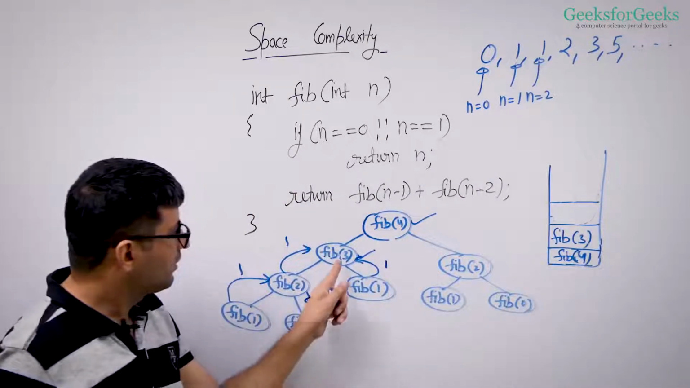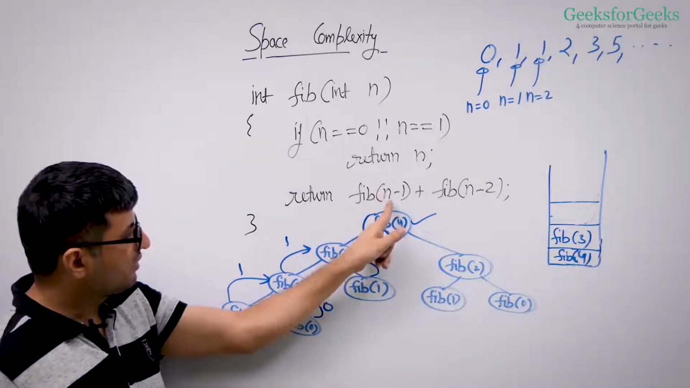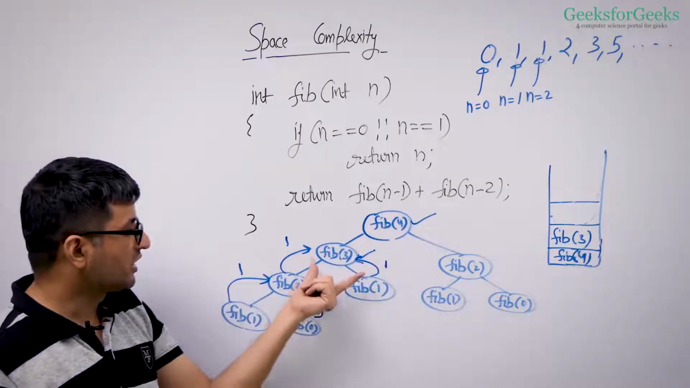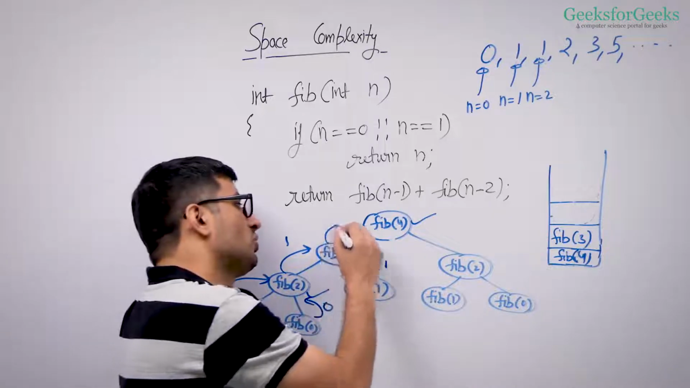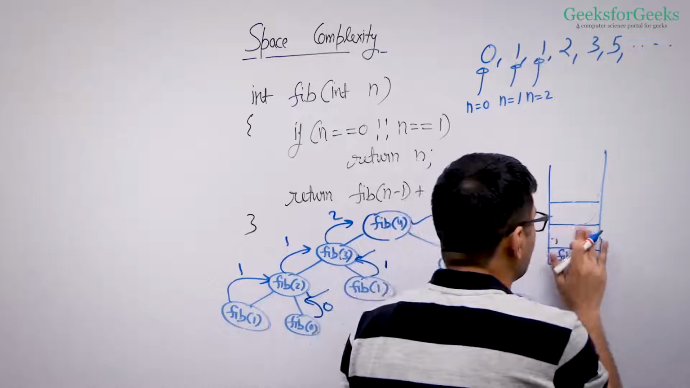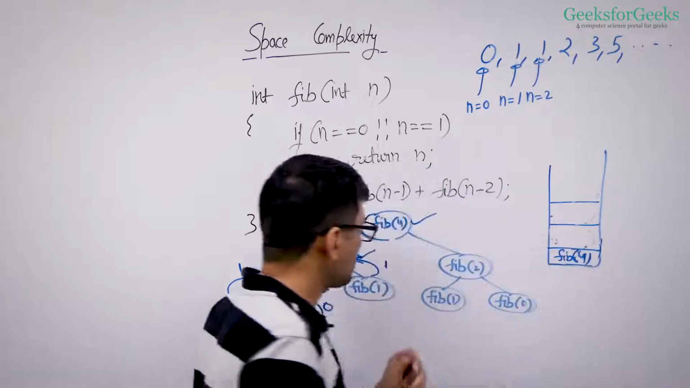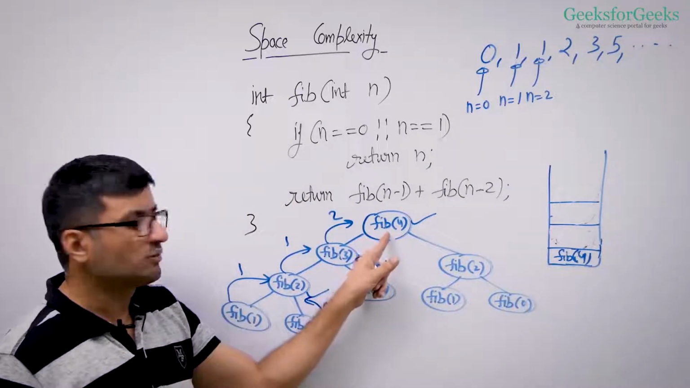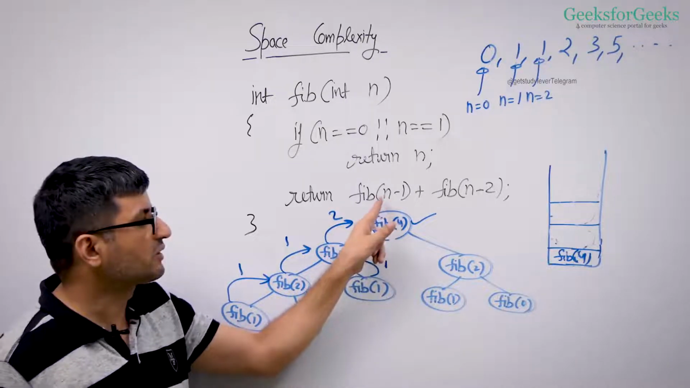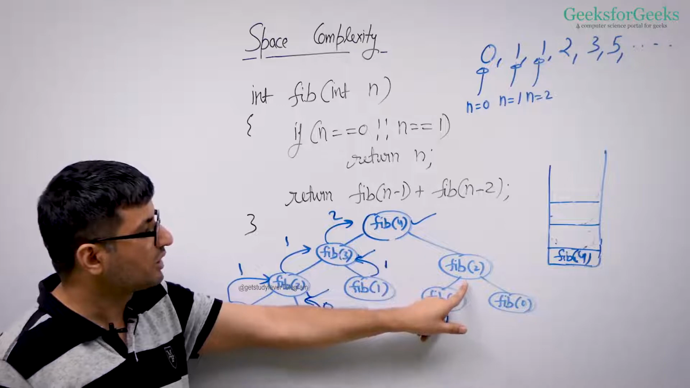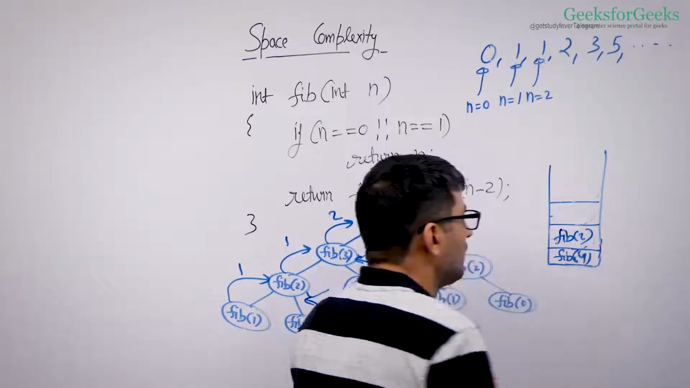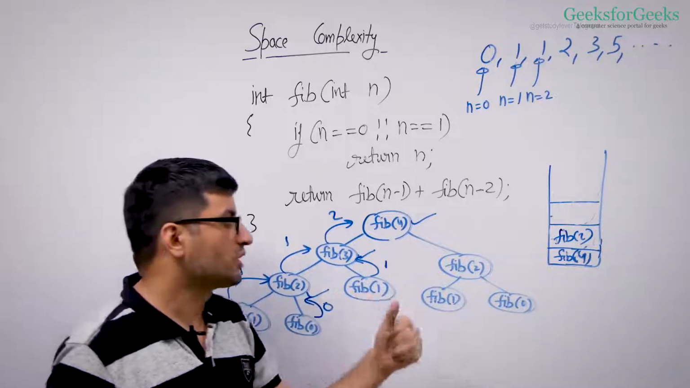Now the parent is also done because the call for 2 is over, the call for 1 is over. And what does it return? It returns 1 plus 1, 2 to its parent. So Fibonacci 3 also goes out of the recursion call stack. Then control comes to Fibonacci 4, which was waiting for Fibonacci 3 to finish. Fibonacci 3 has finished, and now it's going to call Fibonacci 2. And Fibonacci 2 is going to call Fibonacci 1.